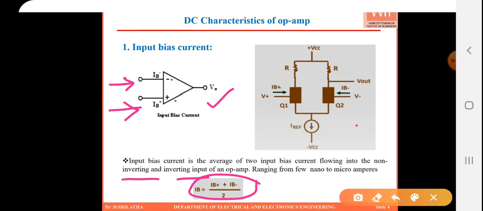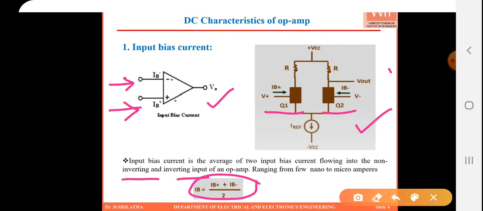Now here if you see this figure, this is a differential amplifier which is constructed using two transistors. Usually we know the biasing technique. Biasing is the process of setting the transistor parameters initially in order to amplify the output properly from the transistor. So, in this biasing process, some current will be flowing through the base of the transistor, which is called biasing current.